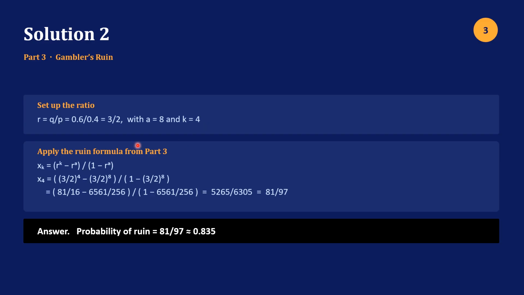Then the probability of ruin, given that you start with K equals 4, we use this formula here. So we put in 3/2 for R, 4 for K, and 8 for A. And then we just do the calculations. And the probability of ruin is 81/97. So fairly high probability of ruin.